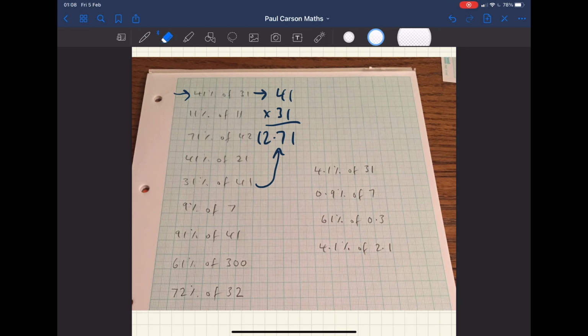9% of 7, done that already, 9 7s are 63, so it's going to be 0.63. 91% of 41, times them together, 1, 9 and 4 is 13, 9 4s are 36, so it's 37, it's 37.31.